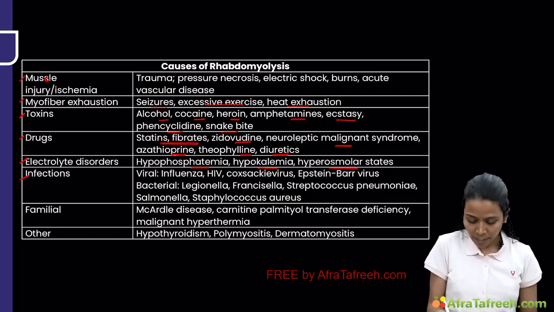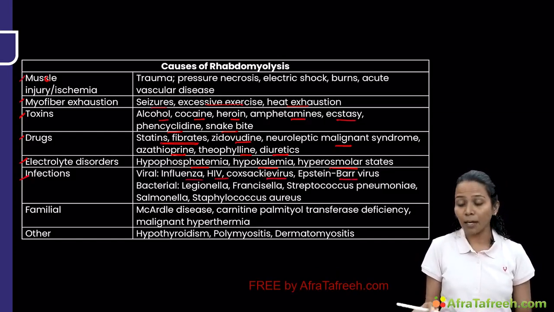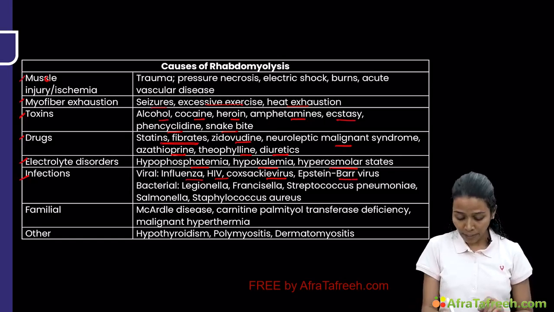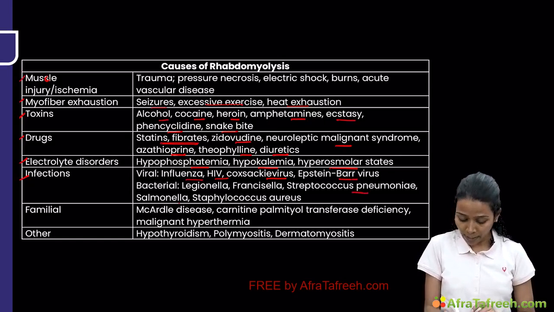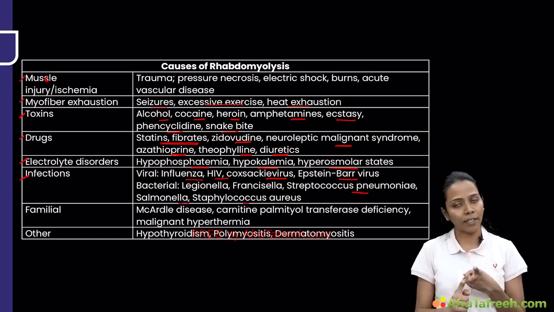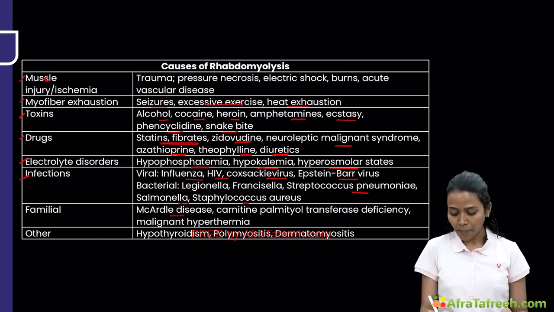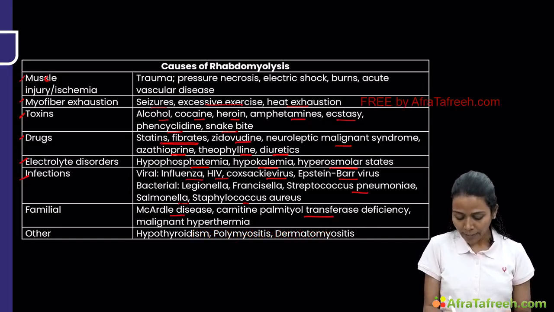Next is infections, like if there is influenza, HIV, Coxsackie, Epstein-Barr virus, or bacterial like Legionella, Francisella, Streptococcus pneumoniae, Salmonella, Staphylococcus. You don't have to remember infections, but you remember viral and bacterial can cause rhabdomyolysis. And familial, like myocardial disease, CPT deficiency or malignant hyperthermia.